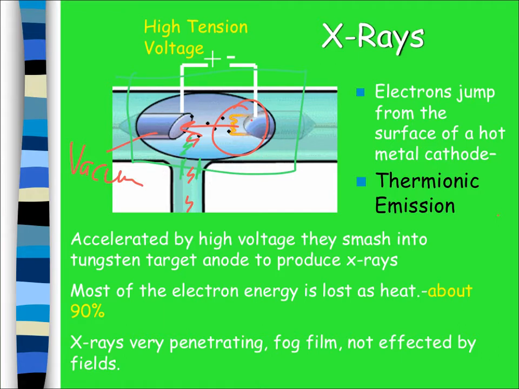So, electrons leave the surface of the cathode by thermionic emission. They're then accelerated by the high energy field, which is created by a high voltage, a very high voltage. High tension, we say. It's an old-fashioned word, but we still use it sometimes to mean a very high voltage. Now, 90% of the energy of these electrons gets turned into heat. They basically don't hit an atom in the right way to create an X-ray. But when they do, the X-rays formed are very high energy photons. They are very penetrating. They fog films, and they are not affected by electric fields.